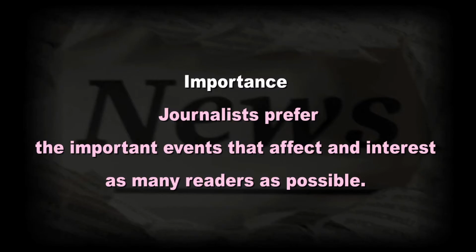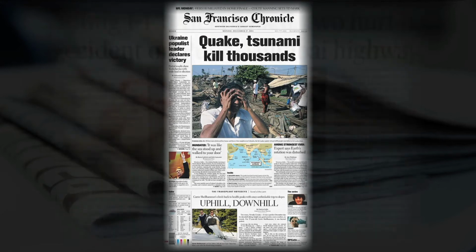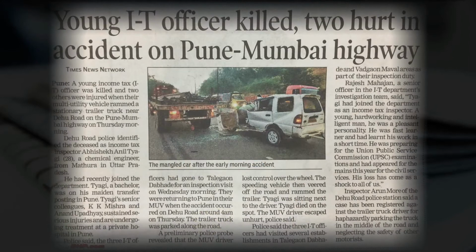Importance. Among the stories of a day, journalists prefer the important events that affect and interest as many readers as possible. While evaluating the stories for selection, journalists consider their magnitude. A tsunami that kills thousands of people is more newsworthy than a road accident that kills one or two.